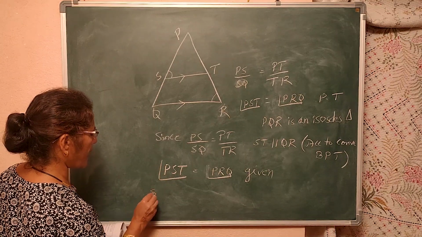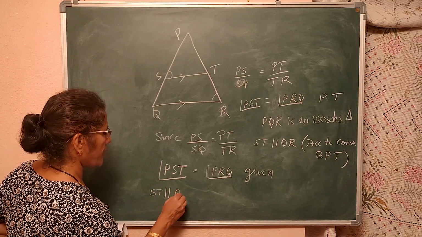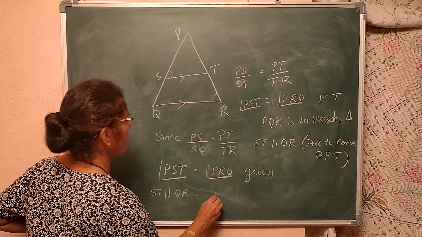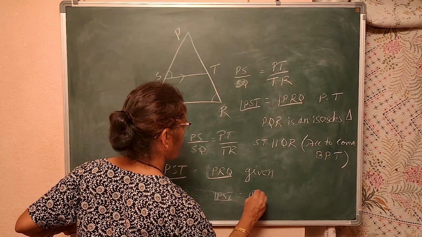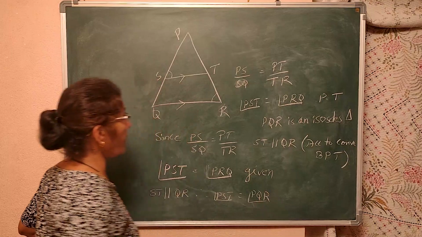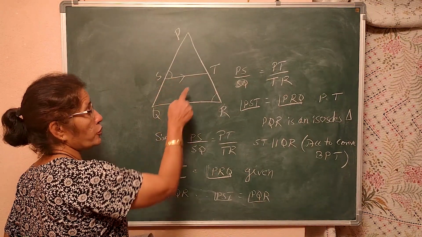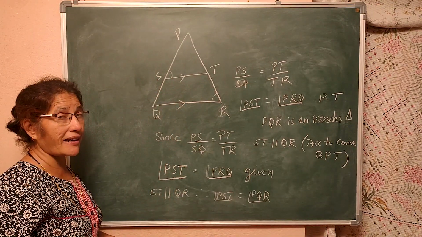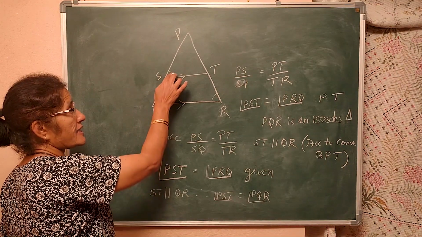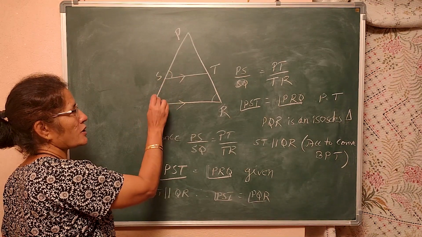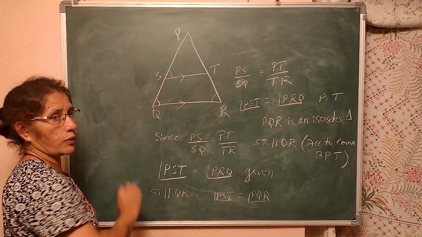ST is parallel to QR. Therefore, angle PST is equal to angle PQR. Can you tell me why? When the two lines are parallel, the corresponding angles are equal. This angle corresponds to this angle. So these two angles are equal.